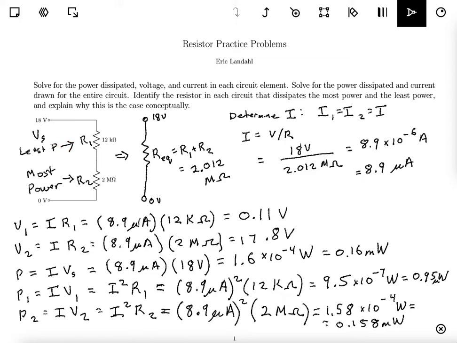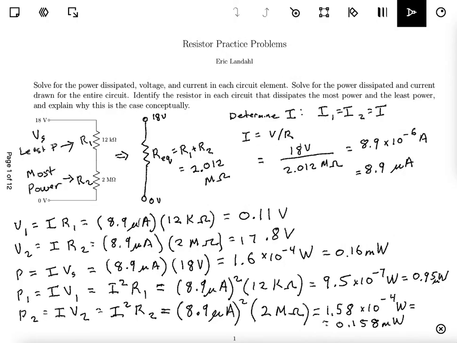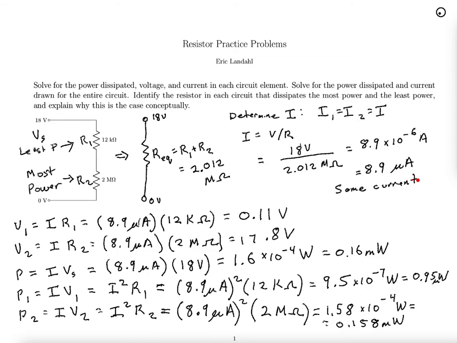And the reason is that the current through both resistors is the same, so the most power is in the resistor with the largest voltage drop, which of course is the second one, or the higher resistance resistor. All right, let's just do a couple more.